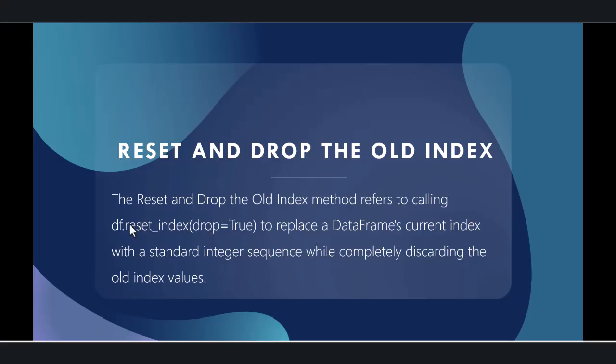And we will call the df.reset_index method, which we also used in the last example. But the parameter here, we will use drop in order to drop the old index. And we replace the data frame's current index with a standard integer sequence. We can completely discard the old index values, and the new values which we have given will be displayed as the new index values. We will drop the old index, give new integers, and then display that. We'll see how it works in an example.